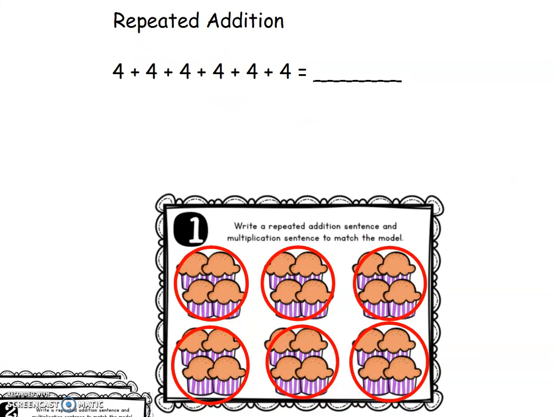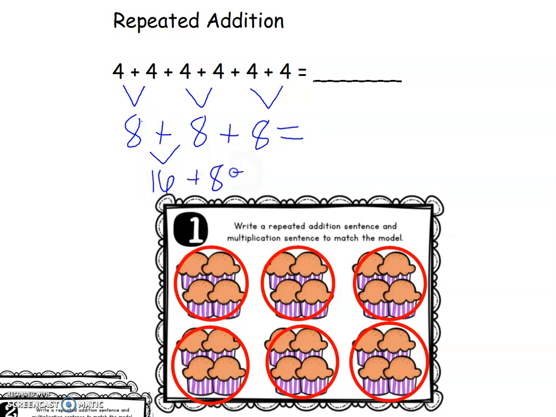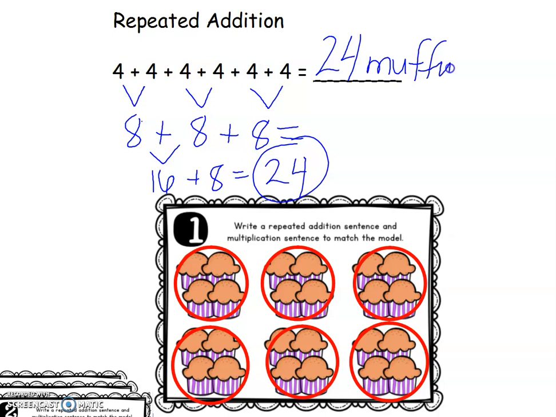So you might go in and say, well, I know 4 and 4 is 8, 4 and 4 is 8, 4 and 4 is 8, okay? So maybe I'm going to add those together. And I know 8 plus 8, looking at my doubles facts, is 16. 16 plus 8 is 24. Okay, so all together, I have 24 muffins. Okay, and I could go down here and I could count them to make sure that I have 24.